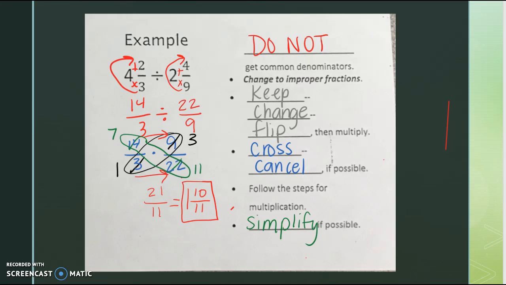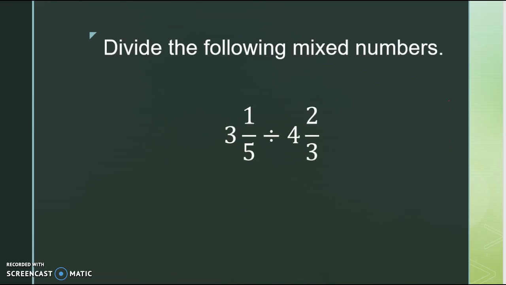Our last example problem here, kind of an addition, says to divide the following mixed numbers. We've got 3 1/5 divided by 4 2/3. So what we are going to start off with is turning these into improper fractions first. So 5 times 3 is 15, plus 1 is 16. We've got 16 over 5 divided by 4. 3 times 4 is 12, plus 2 is 14 over 3. So we've turned these mixed numbers into improper fractions.